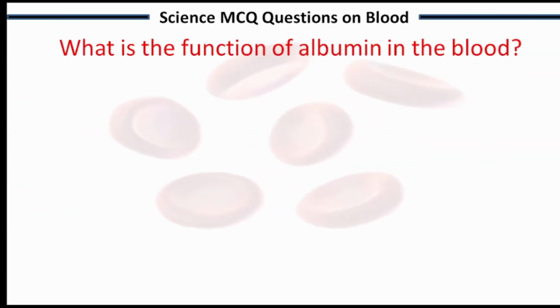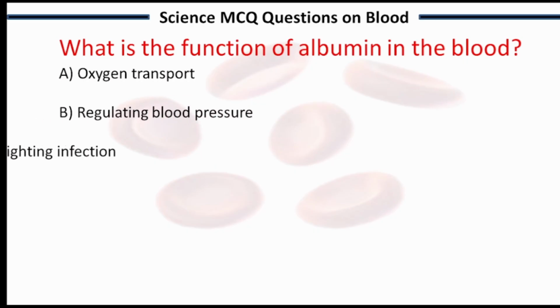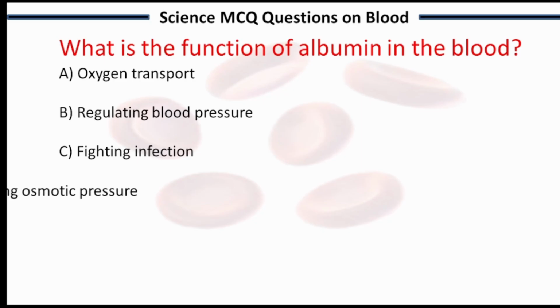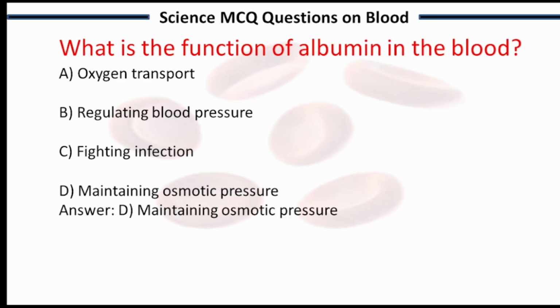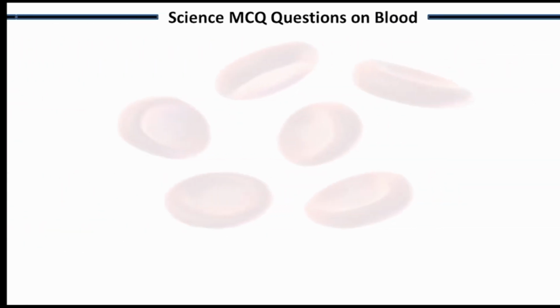What is the function of albumin in the blood? A. Oxygen transport, B. Regulating blood pressure, C. Fighting infection, D. Maintaining osmotic pressure. Right answer is maintaining osmotic pressure. Albumin is responsible for maintaining osmotic pressure for balance of fluid in blood transfusion.